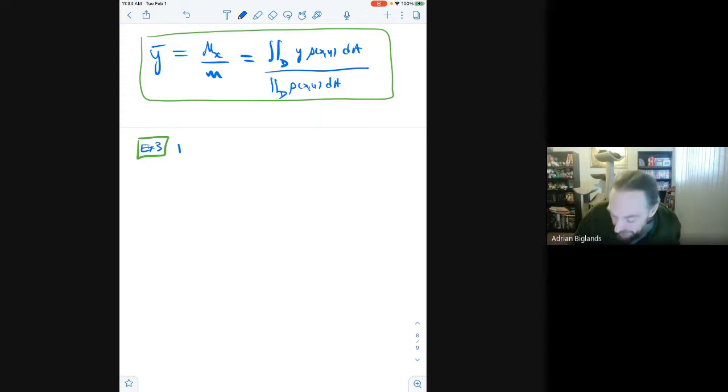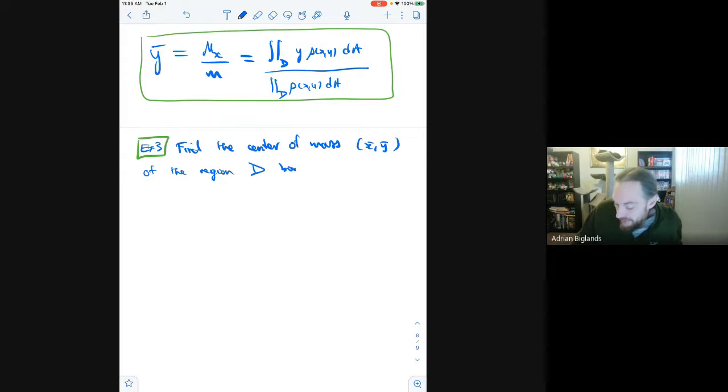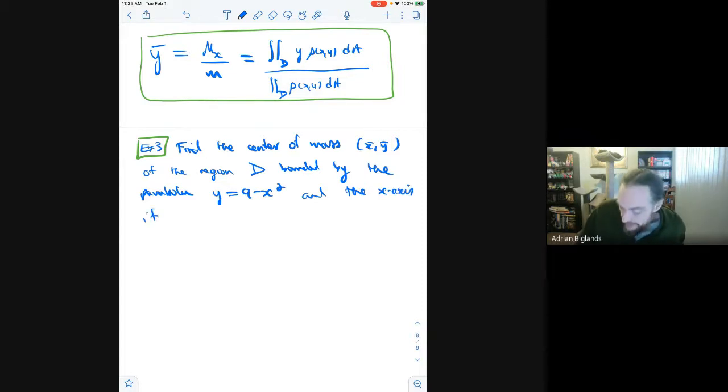So let's find the center of mass x bar, y bar of the region D, which is now a general region bounded by the parabola y equals 9 minus x squared, and the x-axis, if our density varying at every point is just equal to the value of the y coordinate.